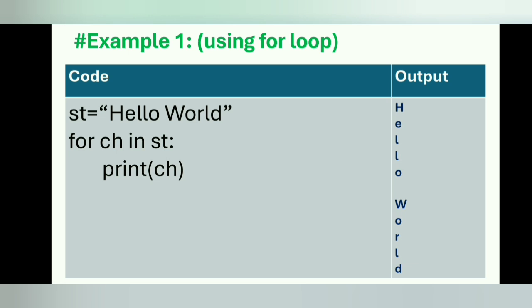For instance, in the first iteration, the loop variable ch holds the first character h, and the print statement inside the loop prints the first character h. In the second iteration, the loop variable ch holds the second character e, and the print statement prints the second character e. This iteration process continues until the last character of the string is accessed.